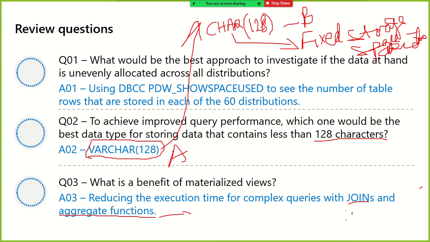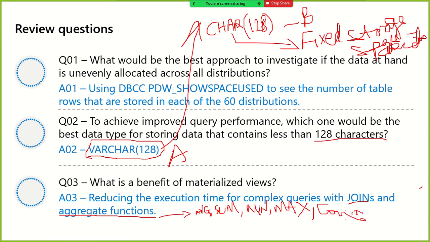Example again of aggregate functions are things like average, things like sum, things like minimum, maximum. These are aggregate functions. Variance, standard deviation, they are aggregate functions. Count is also another aggregate function.